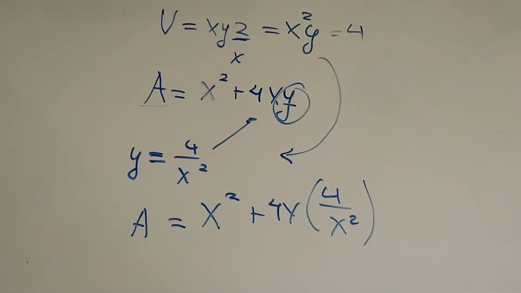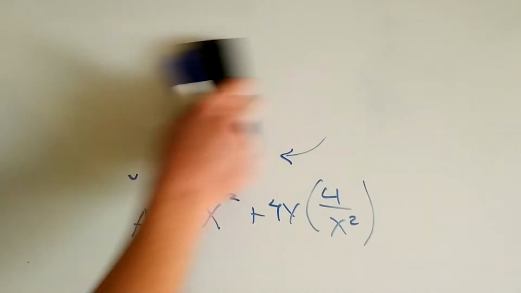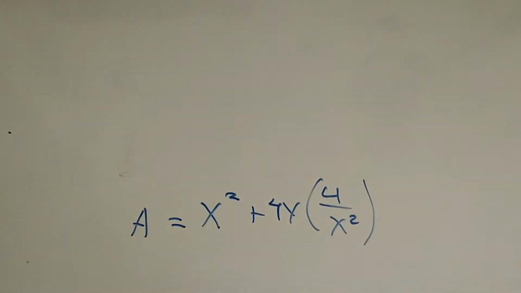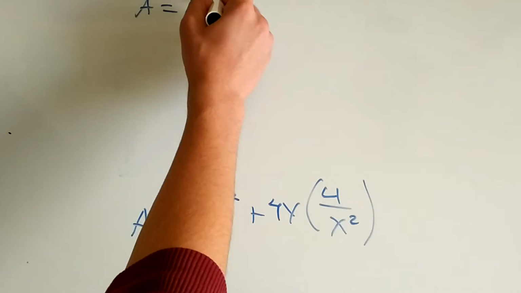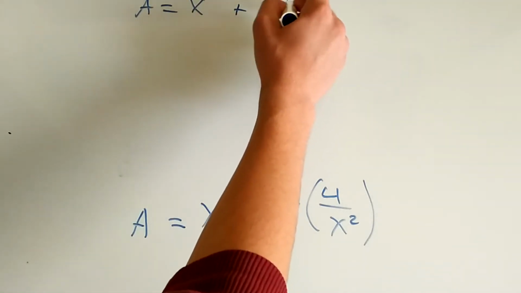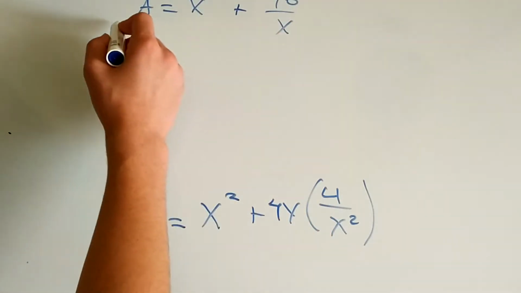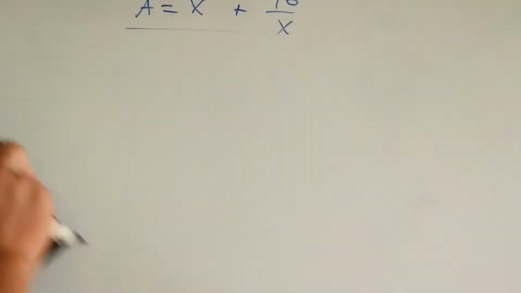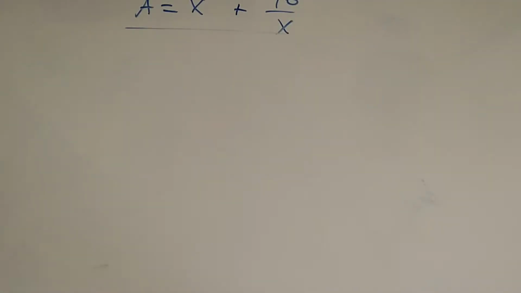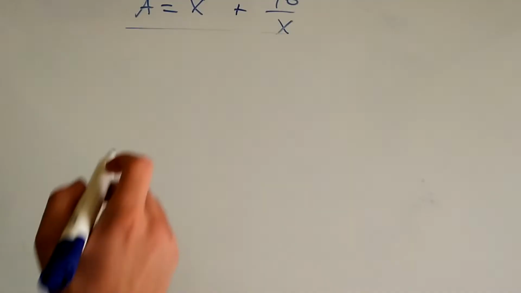Okay, so let me just delete this. We'll continue up here. So the area would be what? x squared plus 16 over x. So this is our area, and now we need to find the first and second derivatives of the area. We need to find the first derivative in order to find the critical points, and then the second in order to see about the concavity of functions and where it's increasing and decreasing.